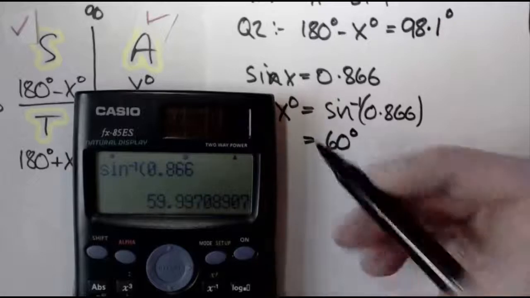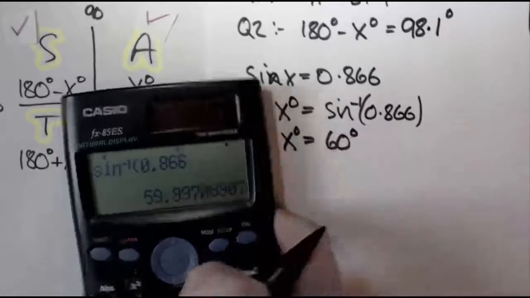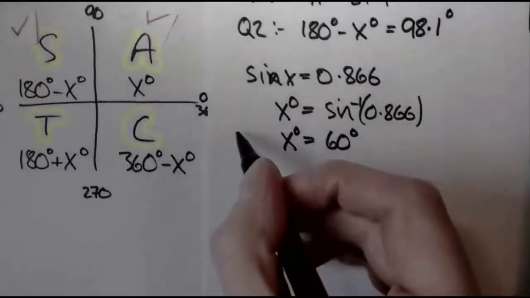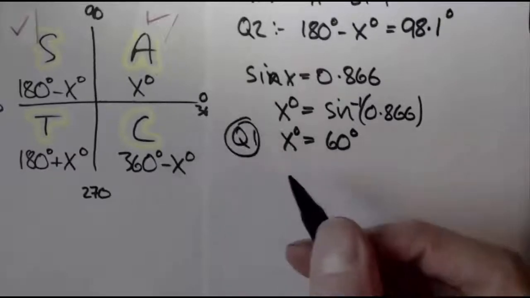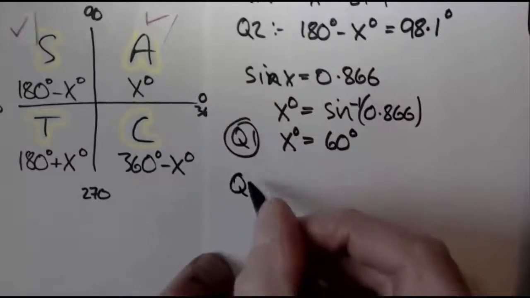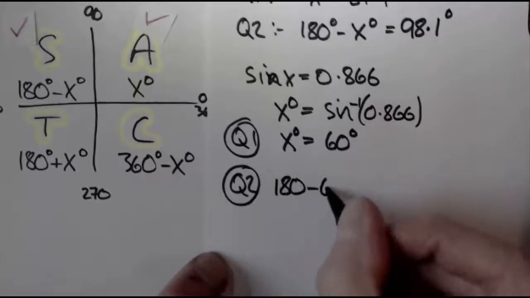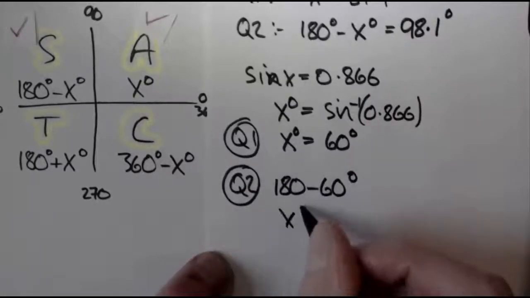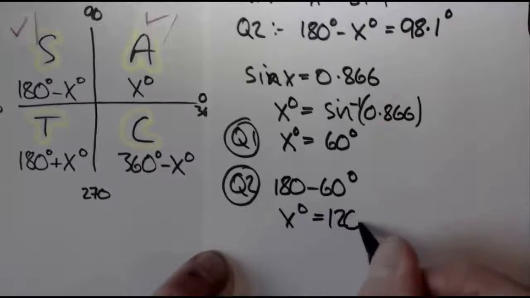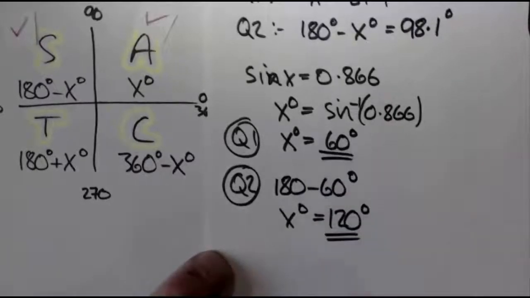So in quadrant 1, x takes 60 degrees. We need to work out what it is in quadrant 2, so we just say that is 180 minus 60, so x equals 120 in quadrant 2. So again, it's got two different values.